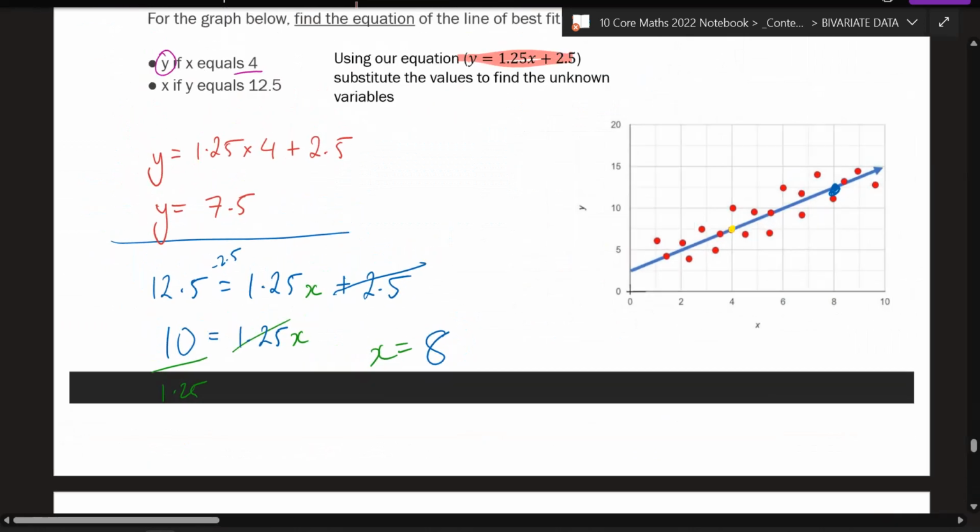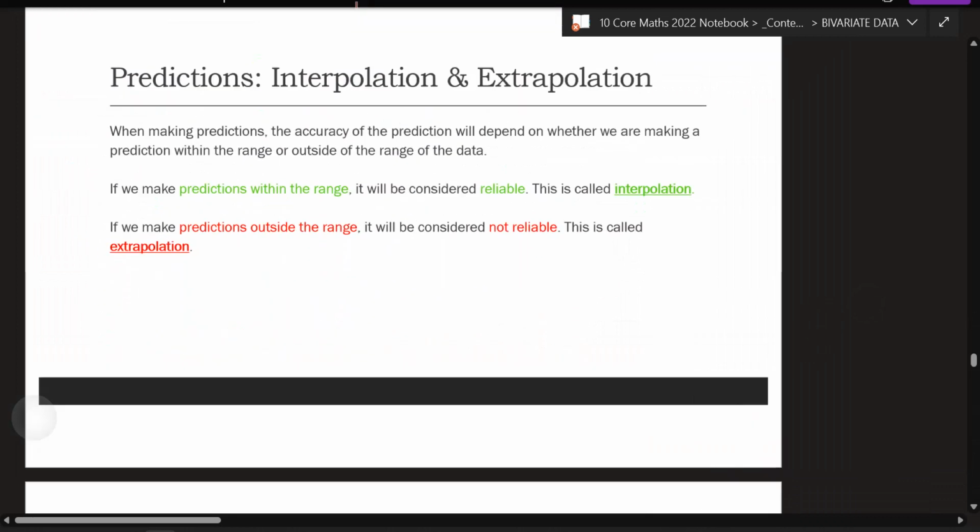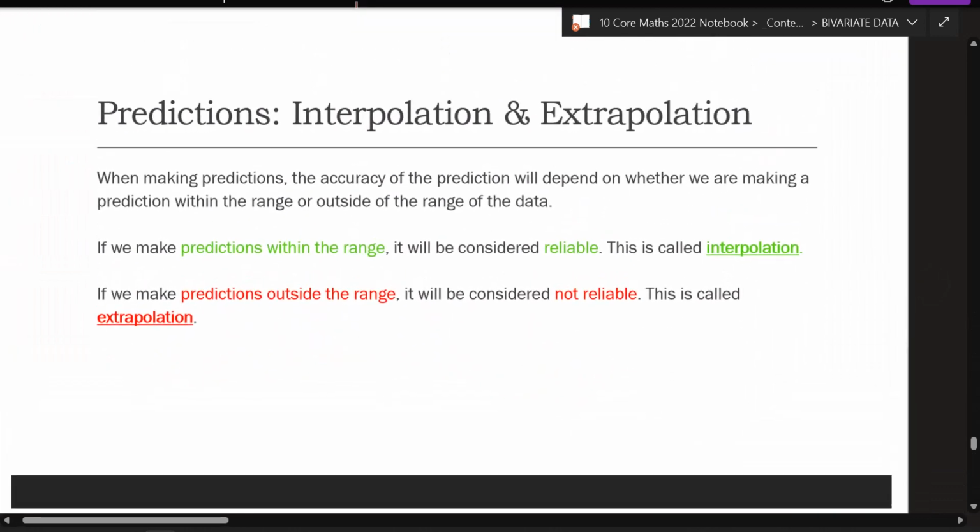All right, next part's pretty easy, yeah? Interpolation, extrapolation. These are probably some new words for you, but this is all about predictions again. When you're making a prediction, the accuracy of the prediction will depend on whether you're predicting within the range or outside of it.